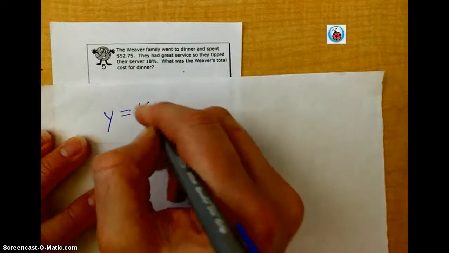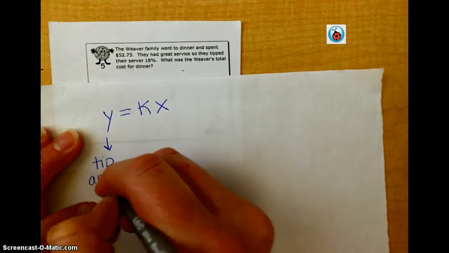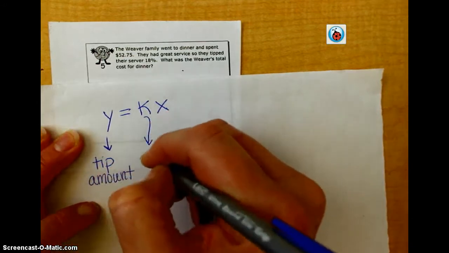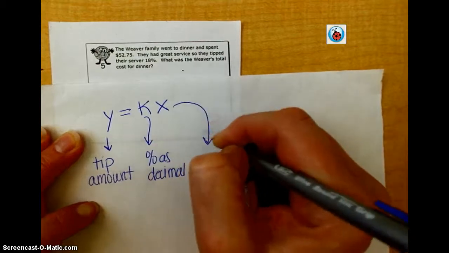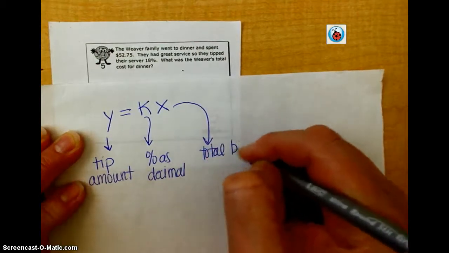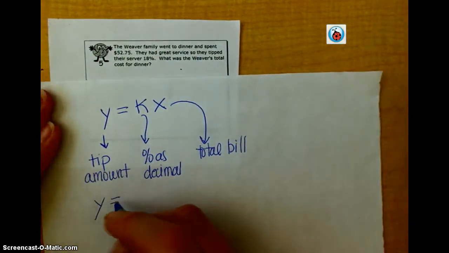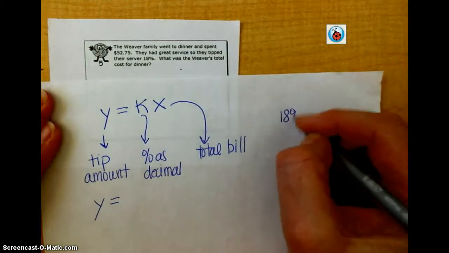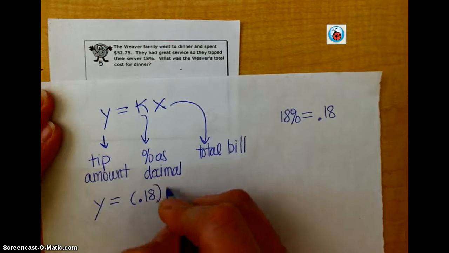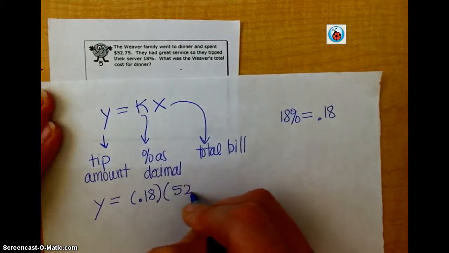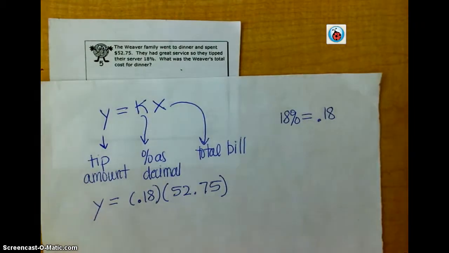Y equals kx. Y this time is going to be the tip amount. Again, the k is the percent as a decimal, and the x is the total bill. We're looking for the tip. The percent, 18% to a decimal is 18 hundredths. The total cost of the food was $52.75. Please pause your video to do the multiplication.